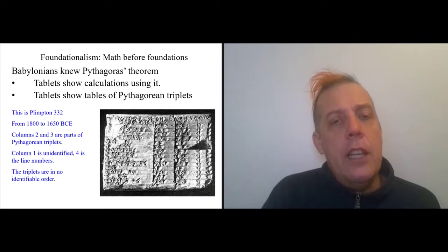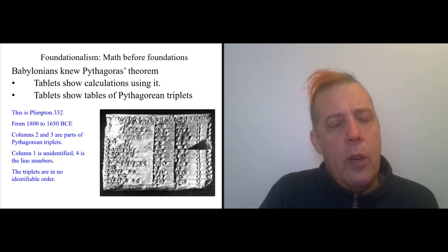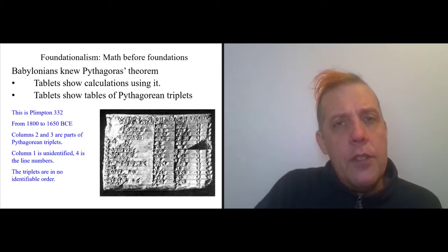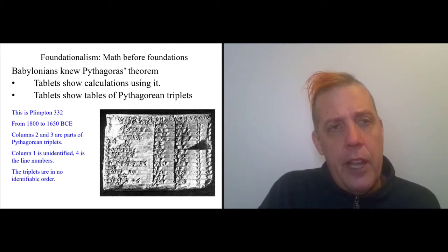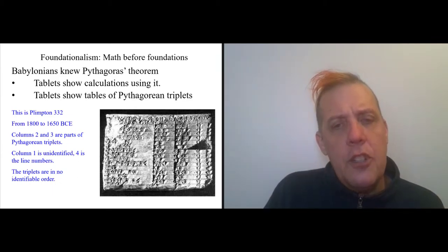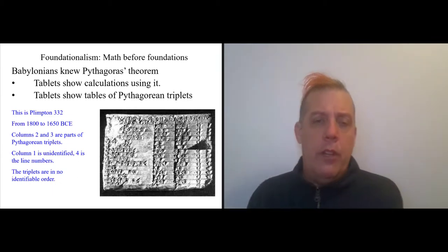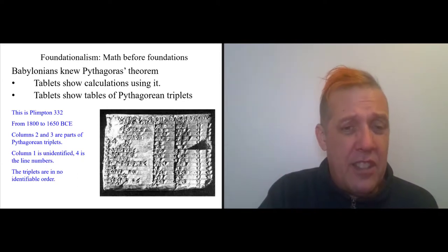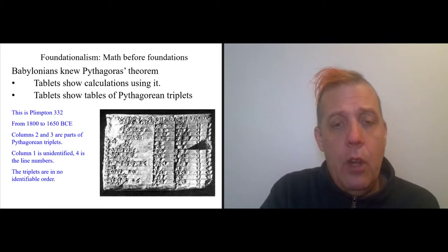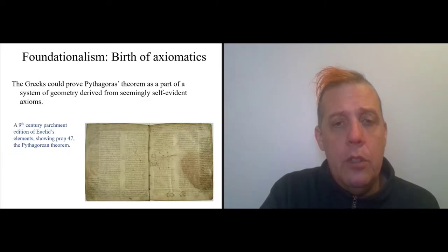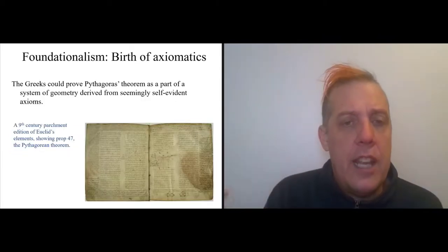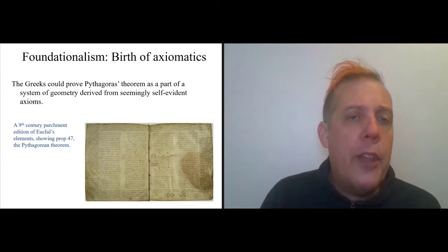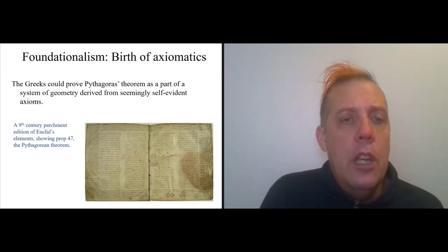But what you see here is that the Babylonians understood the truth of the Pythagorean theorem, but they didn't understand why the Pythagorean theorem worked. At least we don't have evidence that they did. Later on, though, people do start to understand why Pythagoras' theorem is true.